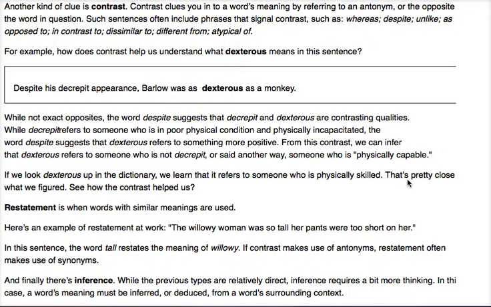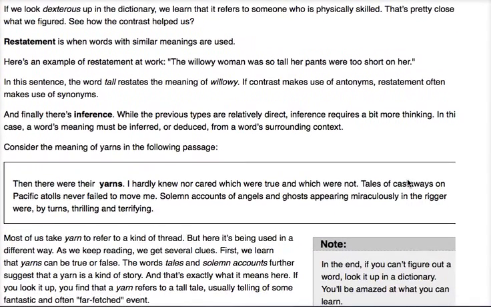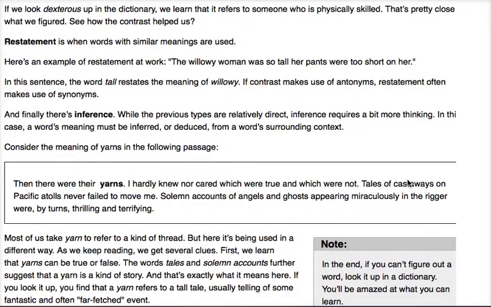From this contrast, we can infer that dexterous refers to someone who is not decrepit, or said another way, someone who is physically capable, like that monkey. If we look up dexterous in the dictionary, we learn that it refers to someone who is physically skilled. That's pretty close to what we figured. See how contrast helped us? All right, then we have restatement. Restatement is when words with similar meanings are used. Here's an example of restatement at work.